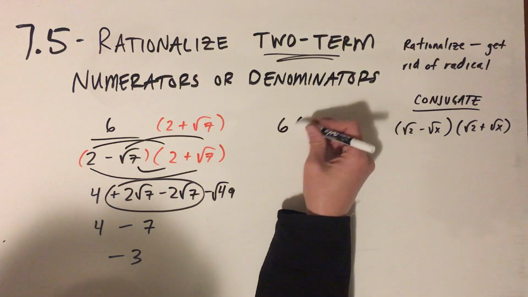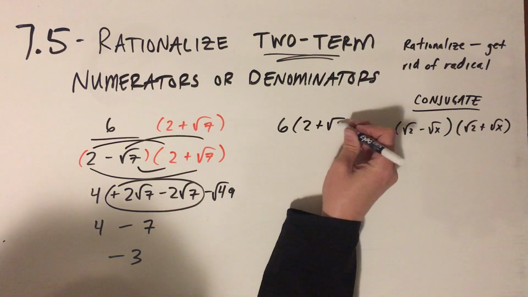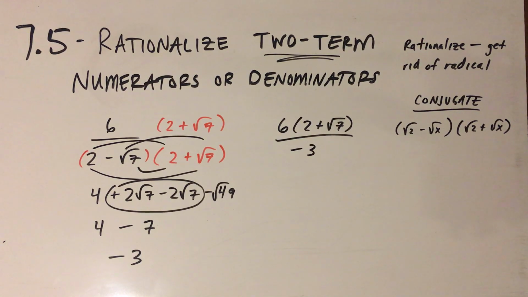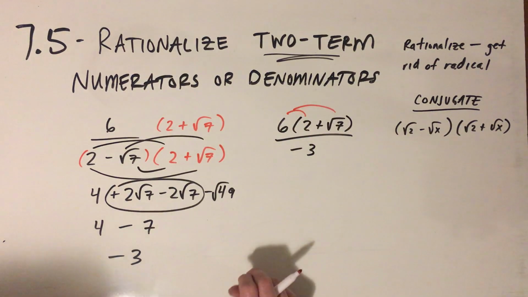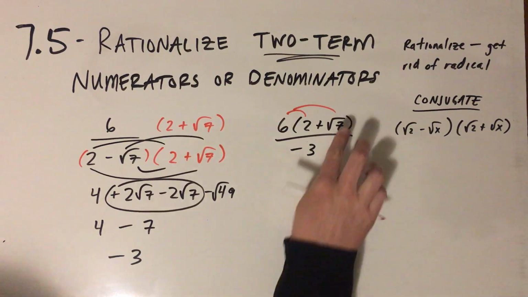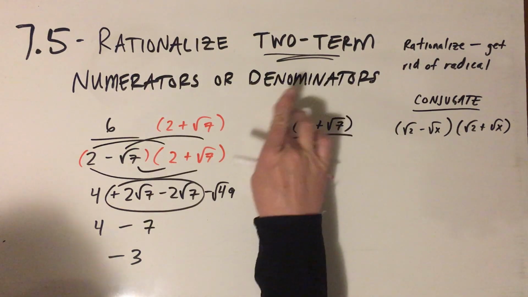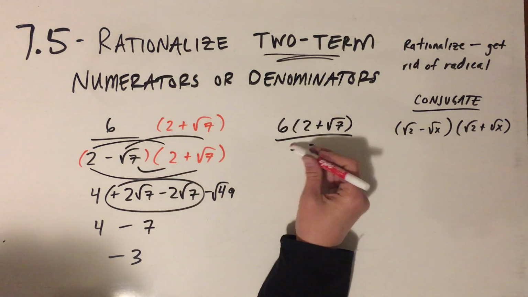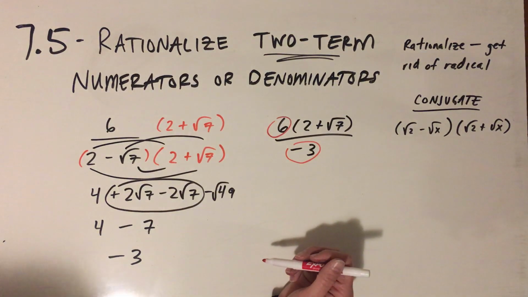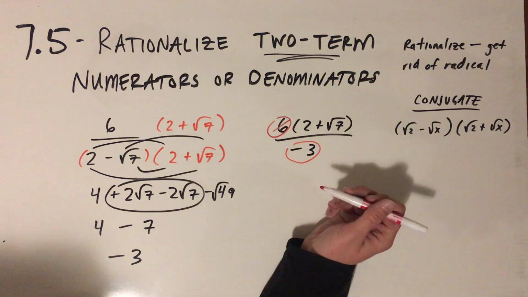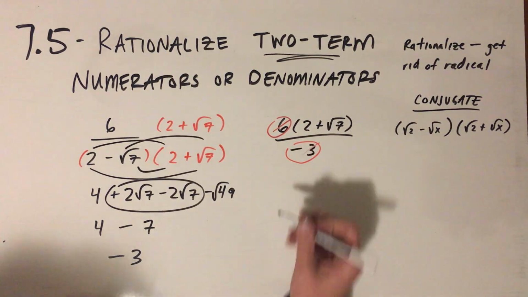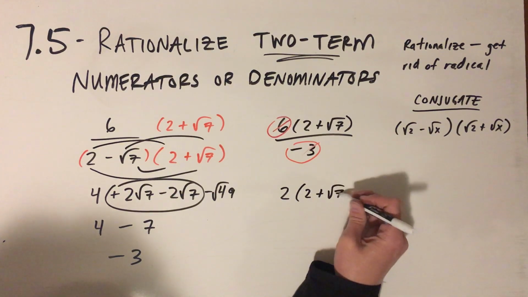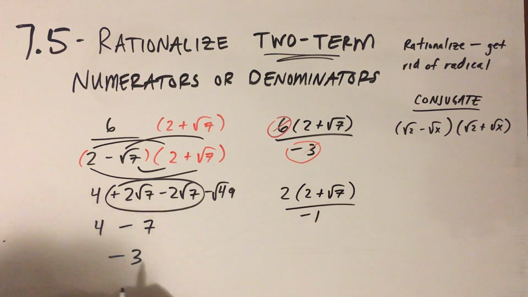So I'm going to rewrite this. So this looks like 6 times 2 plus the square root of 7, all over just a negative 3. Well, if I want to simplify this, I do not want to distribute here, because I can actually simplify before I can distribute. Remember that this 6 is related through multiplication, so I can cancel it because it's a factor. Both the 3 and the 6 have something in common, and I can take a 3 out of here and a 3 out of here. When I do that, if I divide that by 3, I get a 2. And that is all divided by a negative 1.